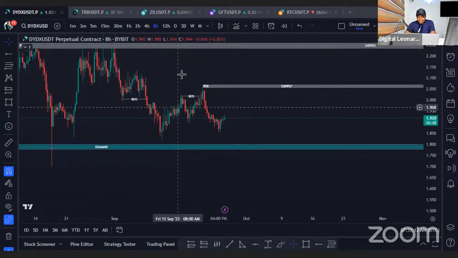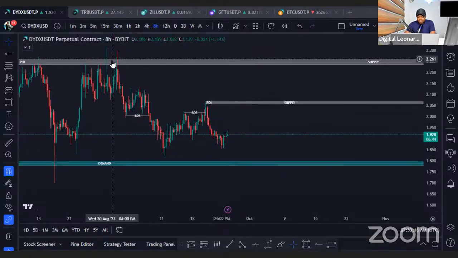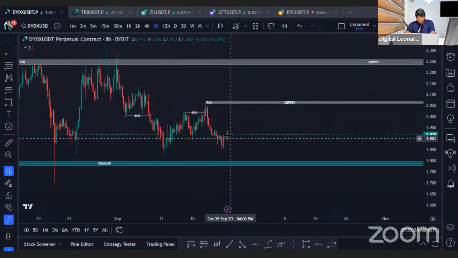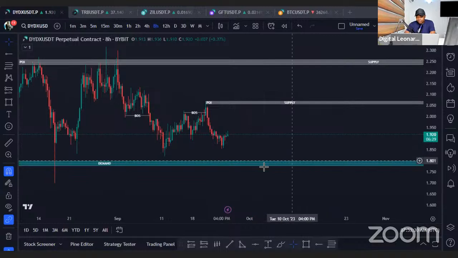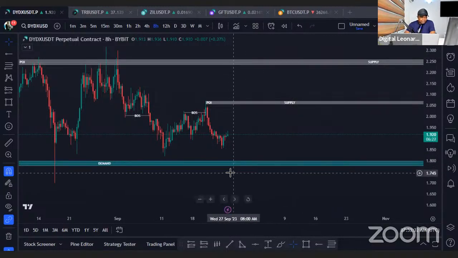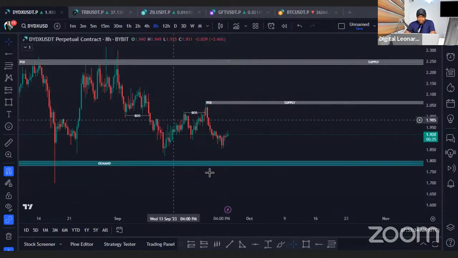So what I wait for GYDX to do is let it come down to that level. We have a major resistance at 2.2, but we're rejected here, and you see that this high is lower than this previous high. I want to see another high here that is lower than this one, and then gradually we'll come down to this 1.8, $1.7 level. That's where I'll be looking to take a long trade to the upside.